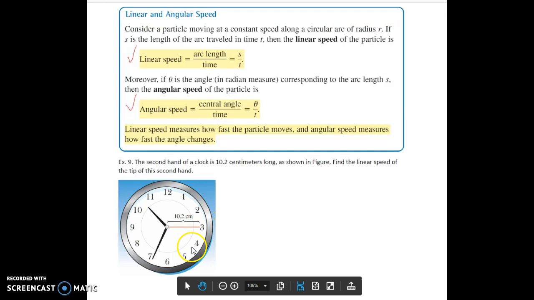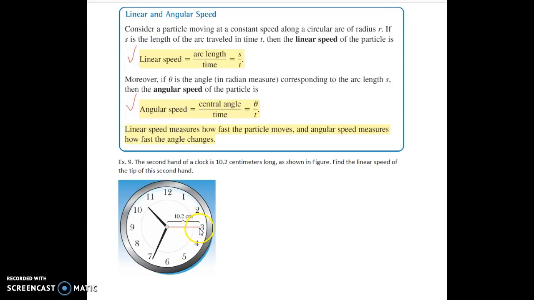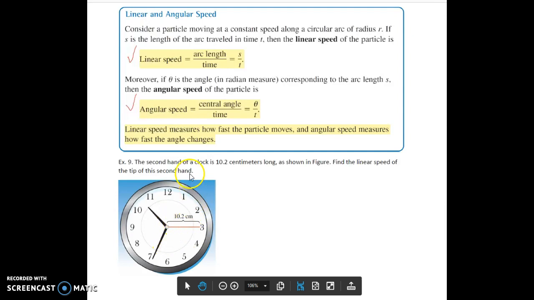If you consider a clock, you can find the speed that a particle at the very tip of the second hand or hour hand or minute hand is moving along that clock. You can find two things about it. You can find how much distance the tip travels, and you can also find how quickly the angle changes. So let's go ahead and look at an example.